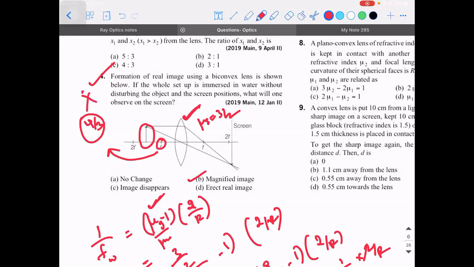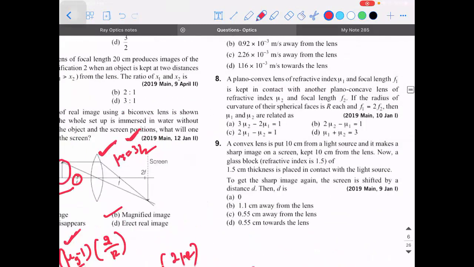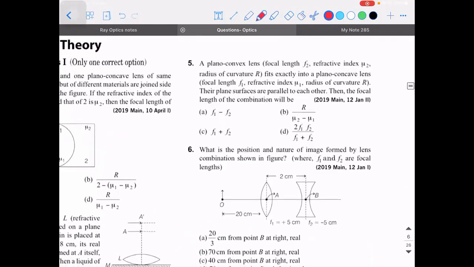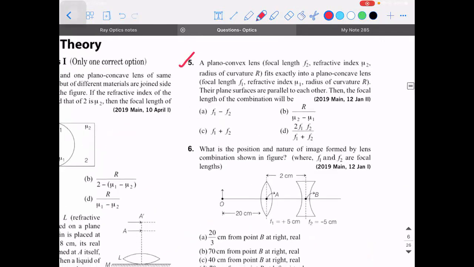There's a good question actually. See, these simple values you can remember, right? Try this, no?